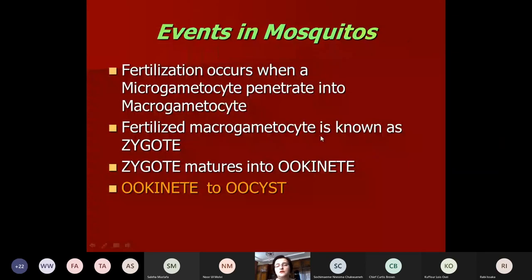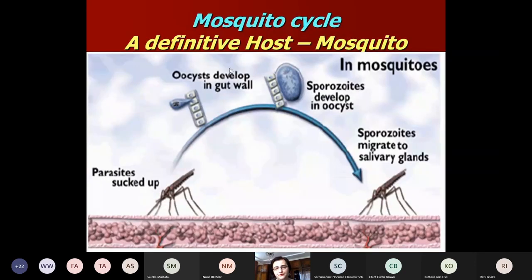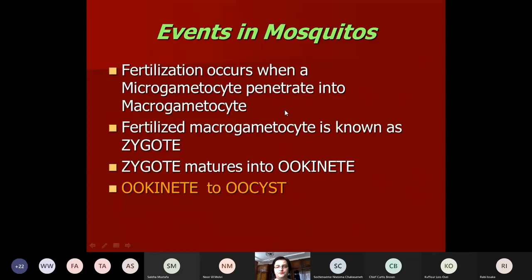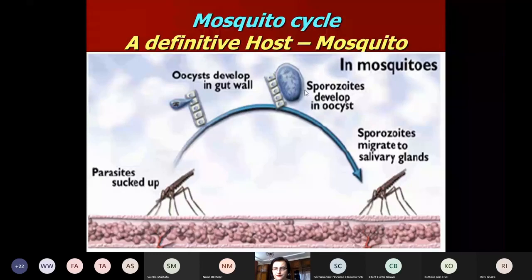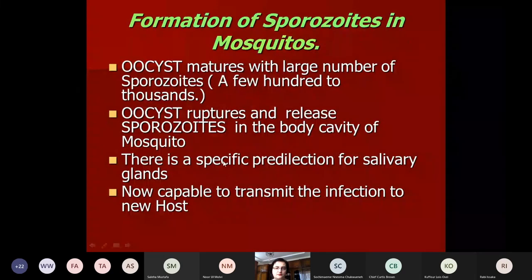The fertilized macrogamete is known as zygote. Zygote matures into ookinete, ookinete into oocyst. Oocyst is already developed in the gut wall. Oocyst matures with a large number of sporozoites, a few hundred to thousands. Oocyst ruptures and releases sporozoites in the body cavity of the mosquito. You see here, yes, it will rupture and sporozoites will migrate.